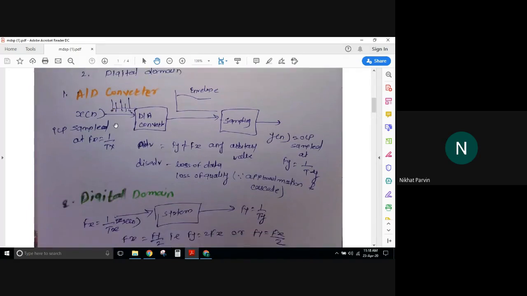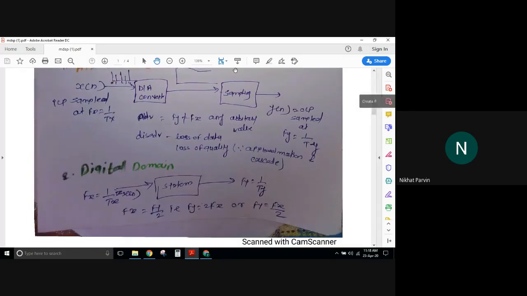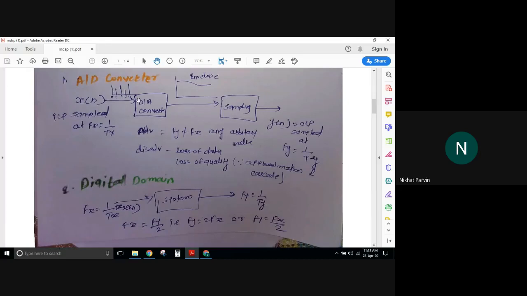In digital domain, unlike in A by D converters, where I was first converting because I am dealing with DSP, and DSP is nothing but digital systems, digital signals. In that approach, they converted digital to analog and then sampled again to get a different sampling rate. Here in the digital domain, I'm not at all interested in converting again D by A. Simply, as it is, I will take x of n, which is the input sampled at a rate of fx equals 1 by Tx.